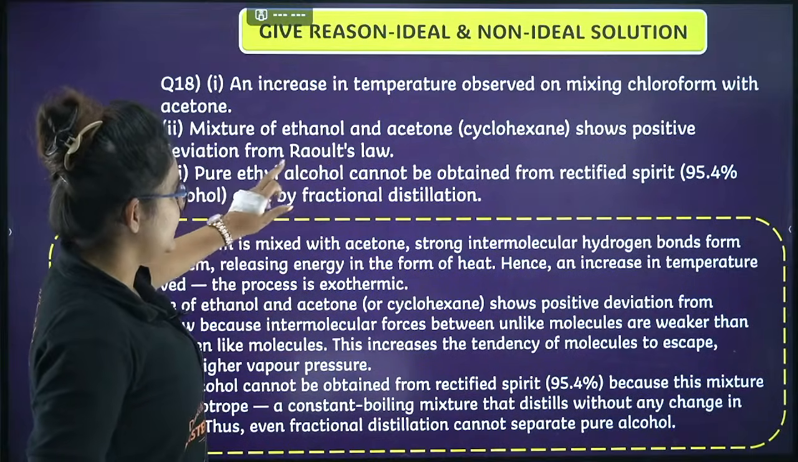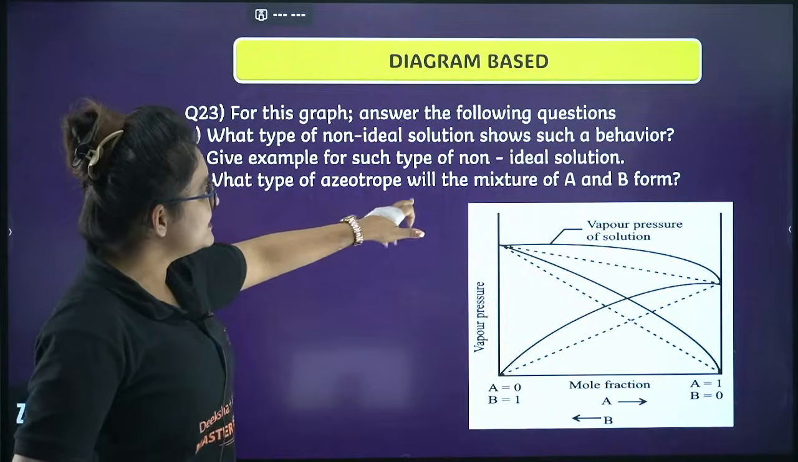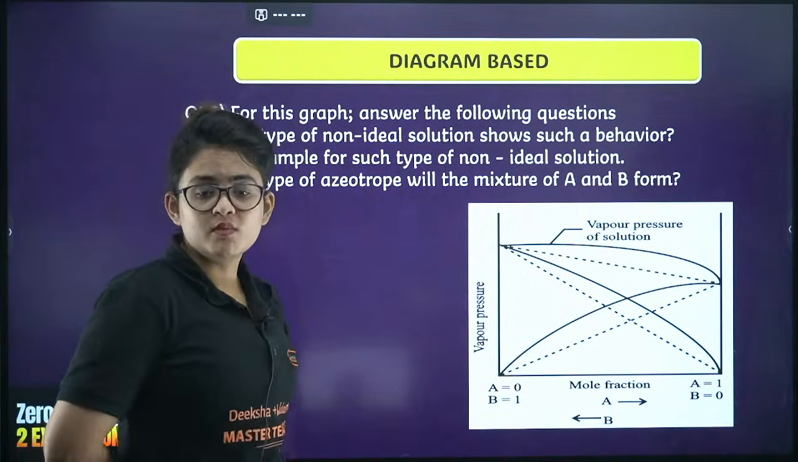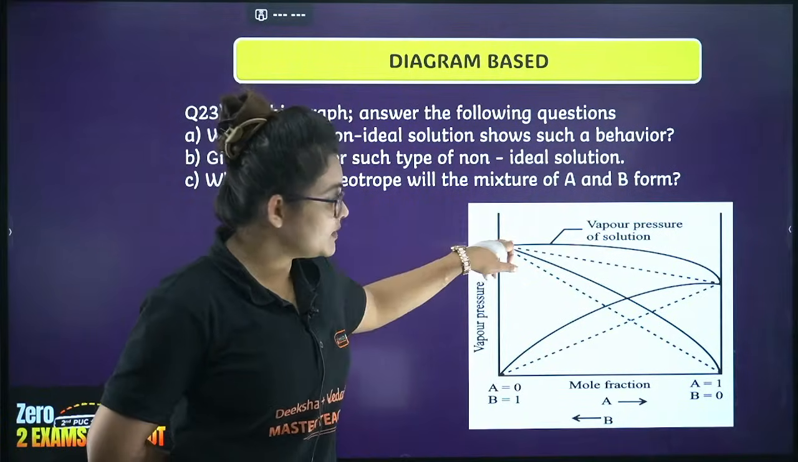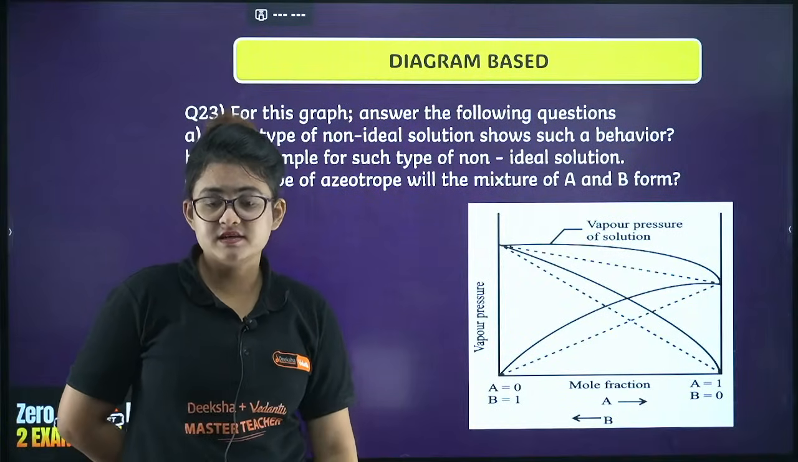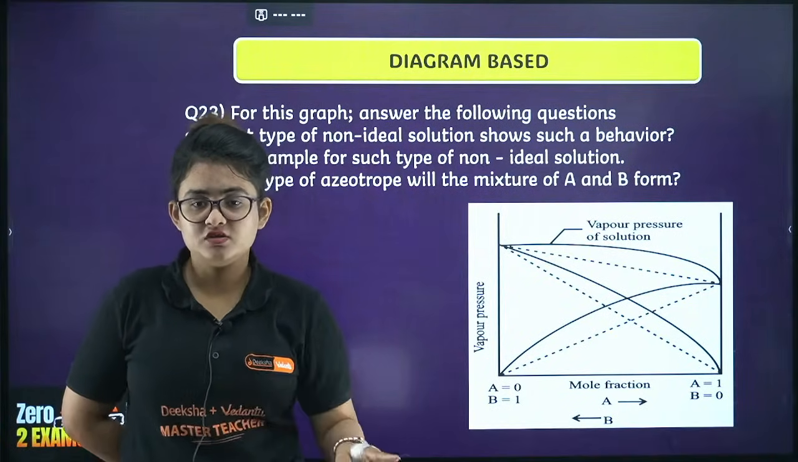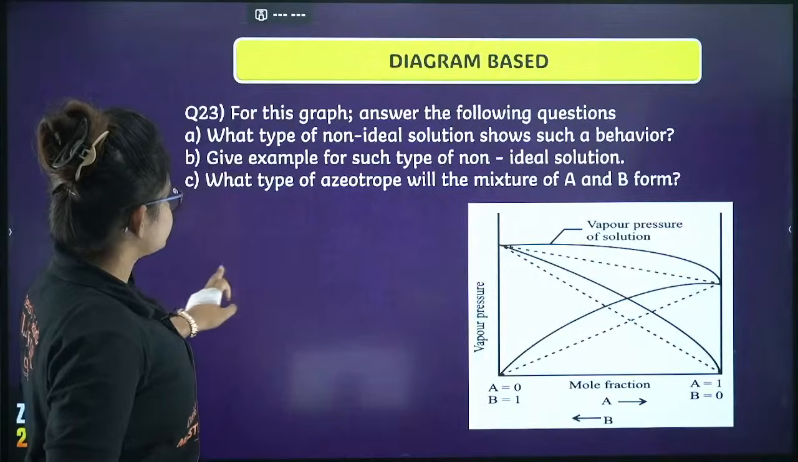Ethanol and acetone we can take as an example. Next, what type of azeotrope will the mixture A and B form? So maximum boiling, you can see the positive deviation, right? So when you see positive deviation, it is basically a minimum boiling azeotrope that will form. Okay, I guess it's clear to you.